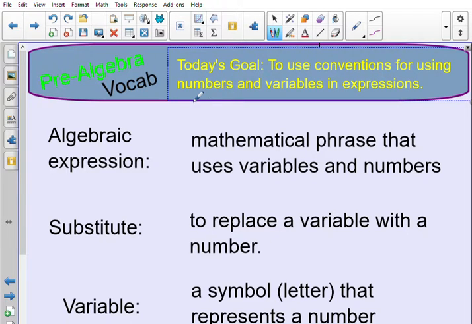So this was yesterday's. Our goal today is changing. Our goal is to use appropriate conventions for using numbers and variables and expressions. This was yesterday. So yesterday we talked about algebraic expressions, how to substitute, and also a variable. Today we are going to talk about conventions.